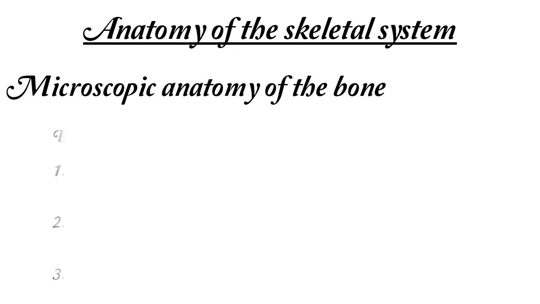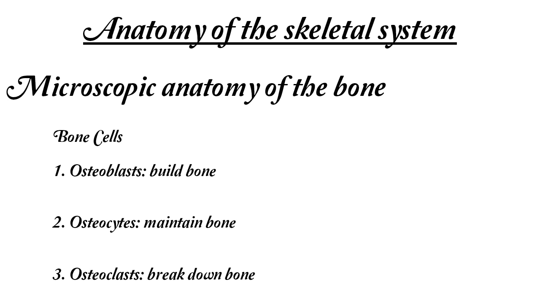Now, the main cells found in bones include the osteoblasts, which are the bone forming cells, the osteocytes, which are the mature bone cells that maintain the bone, and then the osteoclasts, which are the bone resorbing cells. So remember this: the osteoblast, the osteocytes, and the osteoclast.